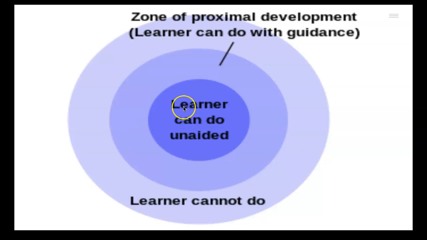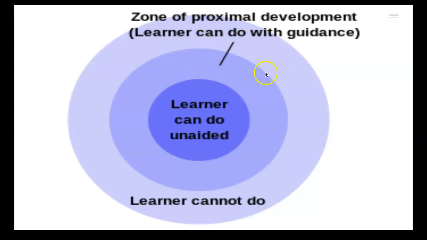So the zone of proximal development is this space. The zone of actual development, that's right here in the middle. That's what the learner can do unaided. So right now, even though my family might tell you differently, I can drive a car, and I can do it unaided. My zone of proximal development, though, when I was 17 years old, I needed a lot of help driving that car. My area out here is something that I cannot do.